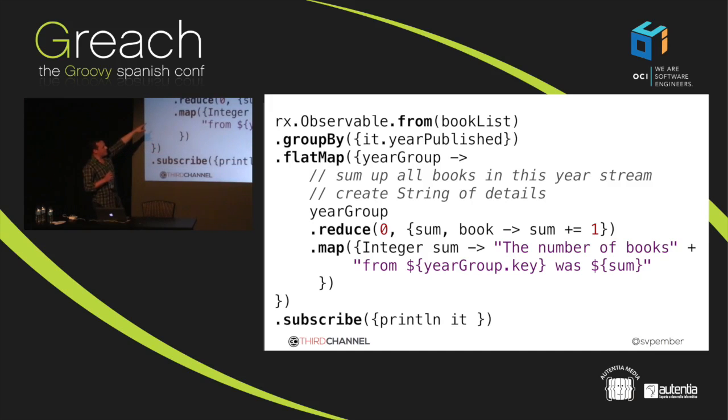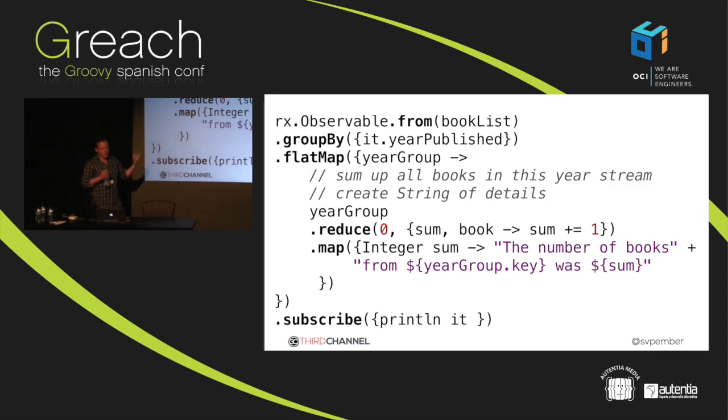I'm then going to do a reduce and sum up the number of books that were just in 2015, if that makes any sense. Then map them into a string that has the count and then the year. That year group dot key, it's actually a method called getKey, but yay Groovy, I can just say key, is a unique parameter to the observable that comes out of group by that allows me to access the criteria that the things were grouped by.